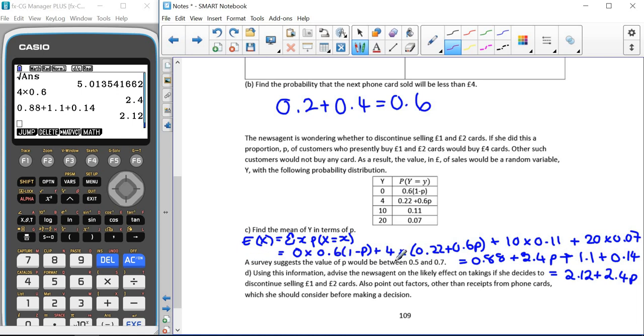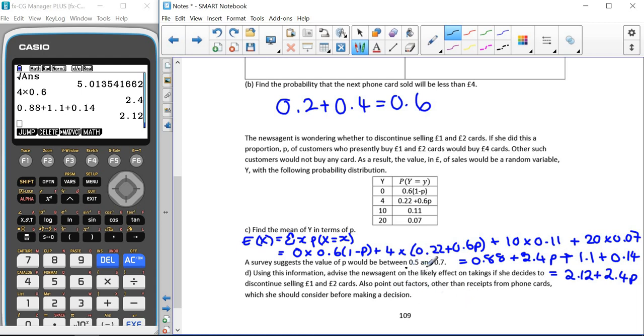So a survey suggests that the value of P will be between 0.5 and 0.7. So we have an equation here for the expected amount of money that we're going to get from selling these phone cards now that we're not selling £1 and £2 cards. Using this information, advise the management on the likely effect on takings if she decides to discontinue selling £1 and £2 cards. Also point out one factor other than the receipts from phone cards which she could consider before making a decision. So what would we advise her to do?